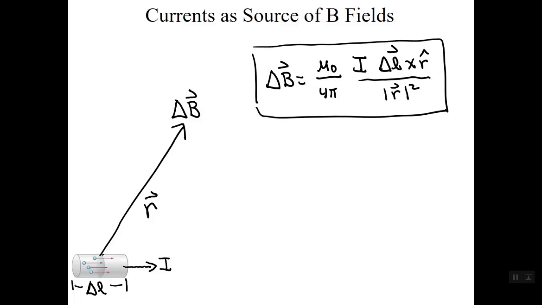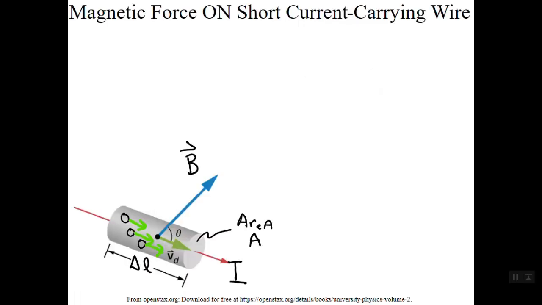Recall the Biot-Savart law for a short wire of length delta L and conventional current I tells us how to find the magnetic field vector delta B at an observation location described by vector R. Now let's consider the different situation where there is a magnetic field vector B at the location of the short wire of length delta L.